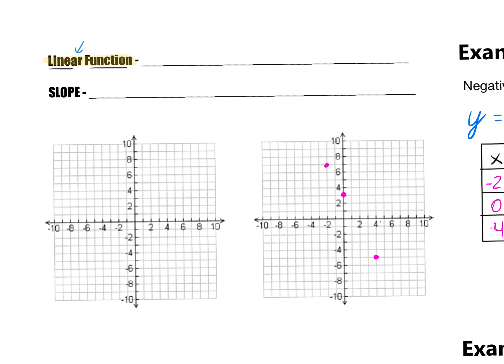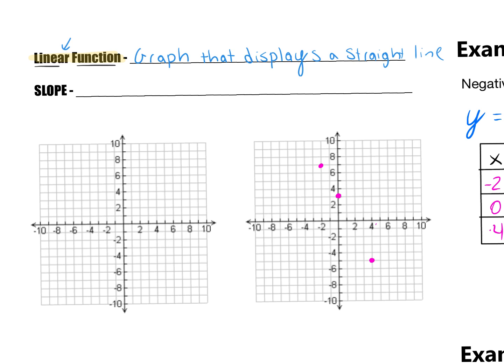So we are graphing a graph that displays a straight line. Because remember how we talked about sometimes in math, you're going to graph lines that make curves. The lines that we're working on all make straight lines.